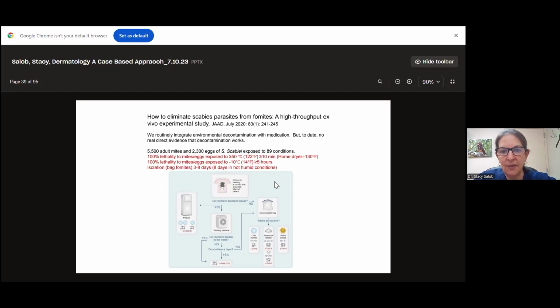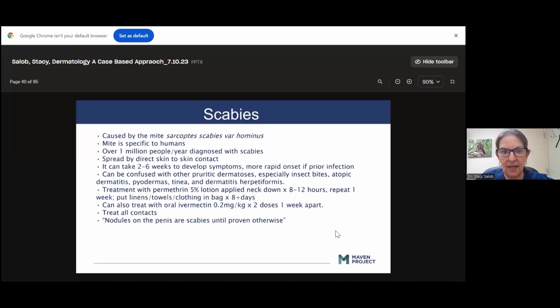The other thing you could do is put them in a closed plastic bag and put their clothing off to the side. Depending on the climate conditions, in a normal temperate climate, within 4 days, they would die. But in a warm, humid climate like we're having in New York right now, it can take 8 days to kill the mites. So I usually tell patients, just in an abundance of caution, to put everything aside for 2 weeks. But now we have objective data that that's a good idea.